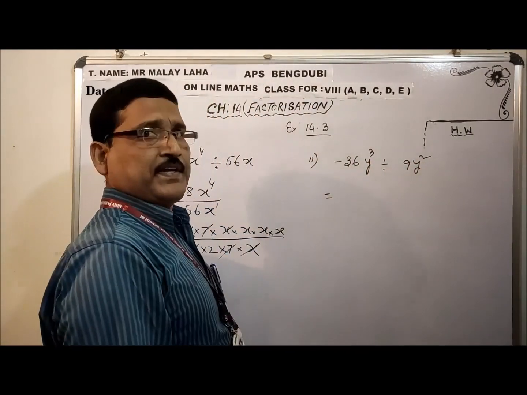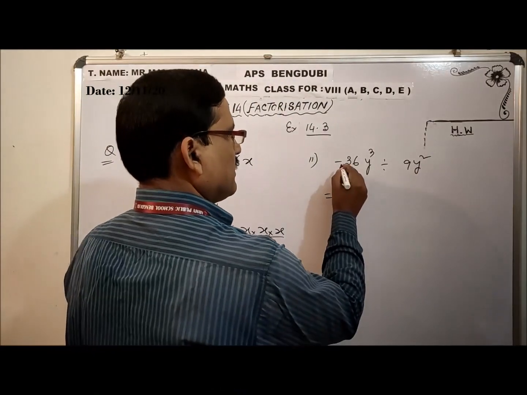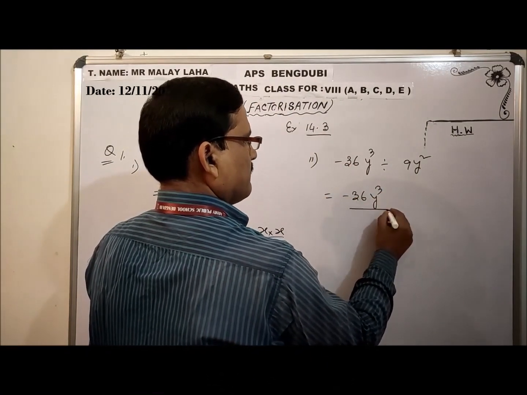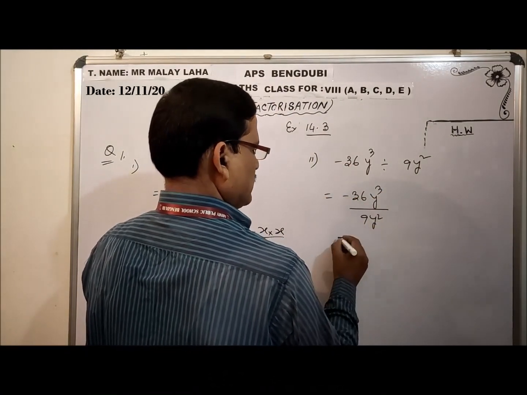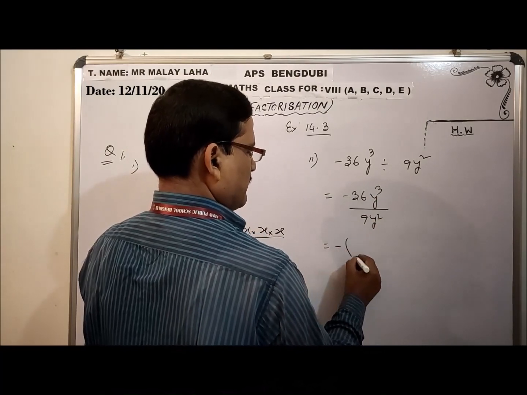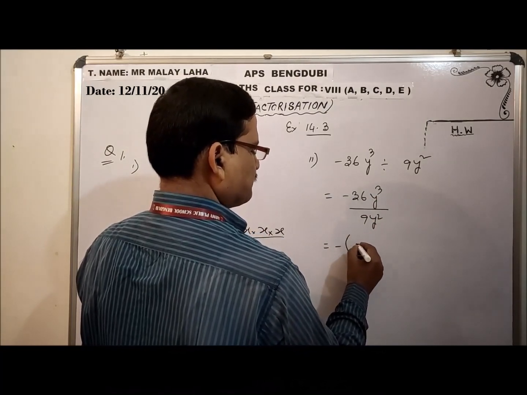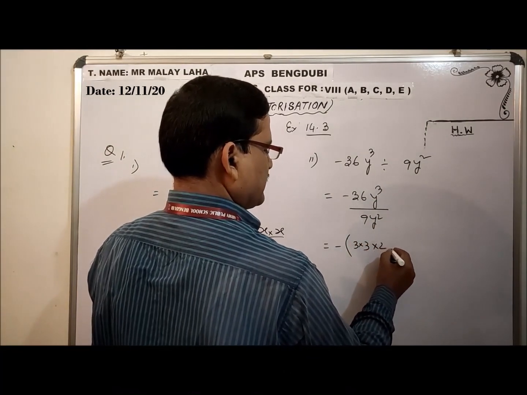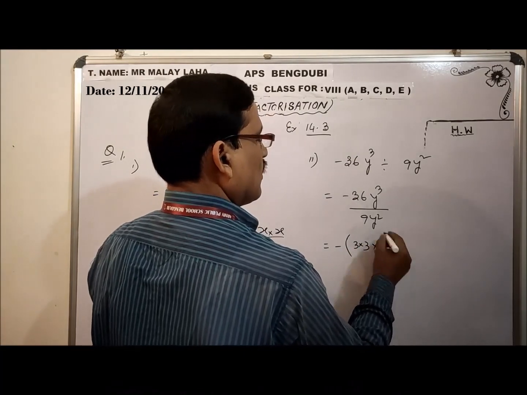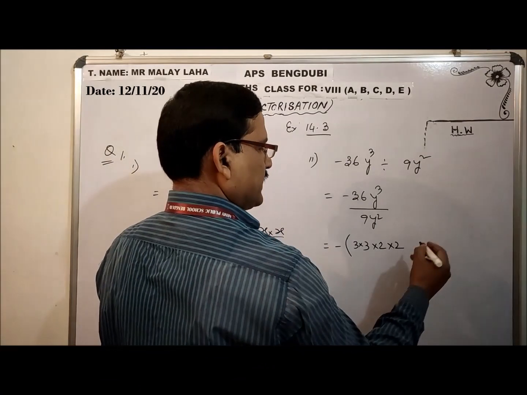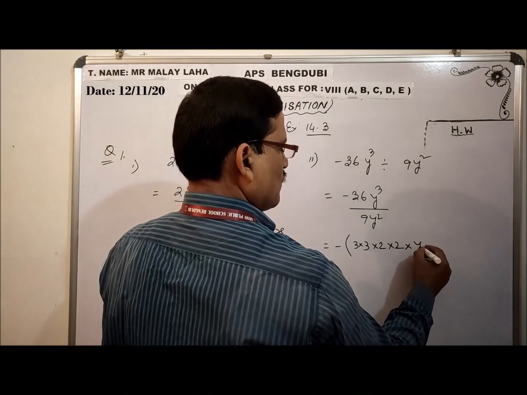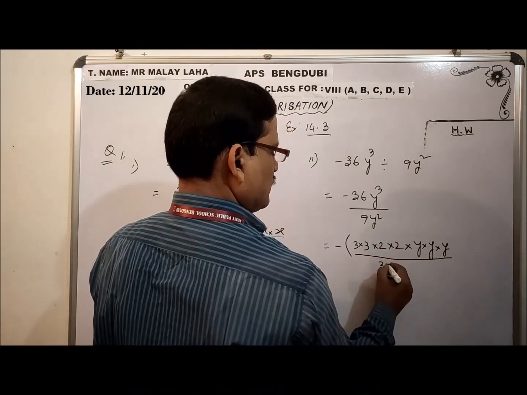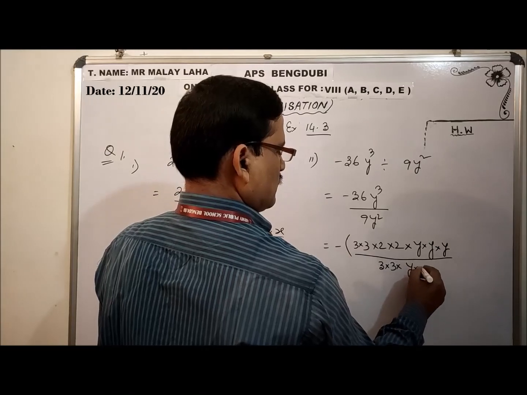Same way, it may be negative, it may be positive, no matter. The only thing is that you write down the factors properly. So that can be written as minus in brackets 36. How can I write it? 3 into 3, 9 into 2, 18 into 2, 36. Or if you are not able to do it orally, do it outside. And here y cube divided by 9, 3 into 3, y into y.